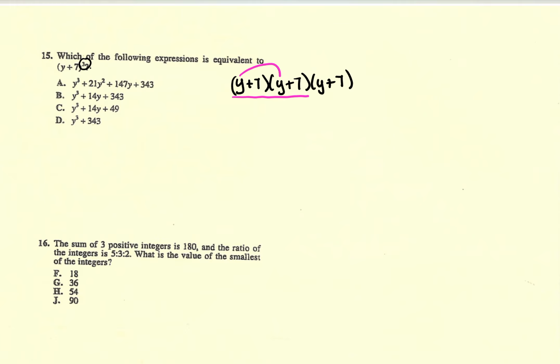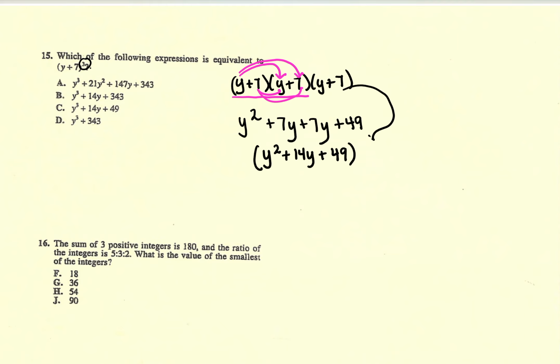So you're going to say y times y, which is y squared. You're going to say y times 7, which is 7y. You're going to again say y times 7, which is 7y. And then you're going to say 7 times 7, which is 49. All right, let's collect those terms. So that's y squared plus 14y plus 49. All right, now bring down your y plus 7.